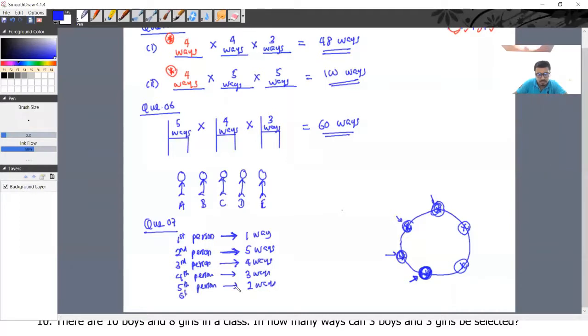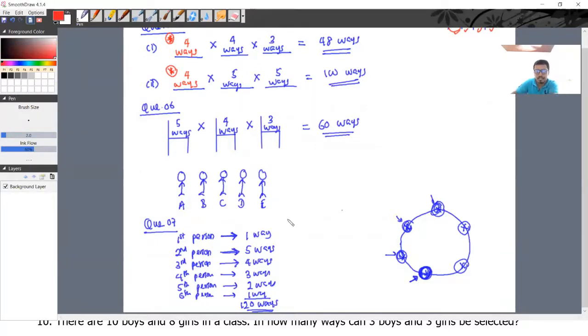For the last one, he has no option. He wanted to be seated in the remaining one way. So altogether, how many ways are there? 1 into 5, 5, 5 into 4, 20, 20 into 3, 60, 60 into 2, that is 120 ways. 120 ways are there. Right?